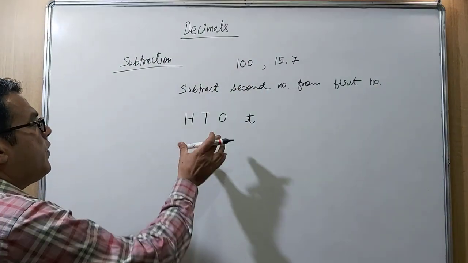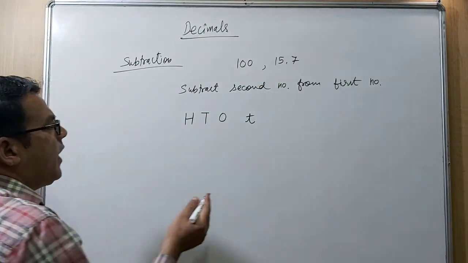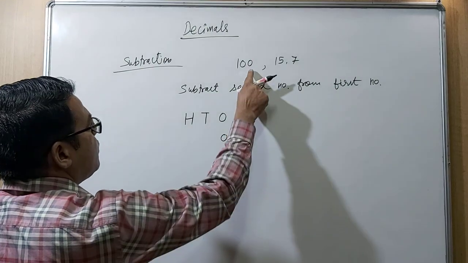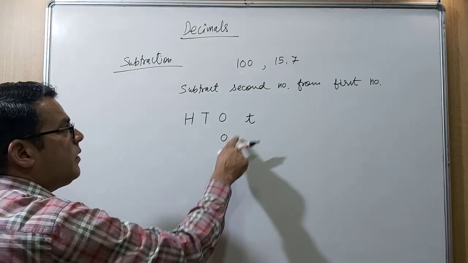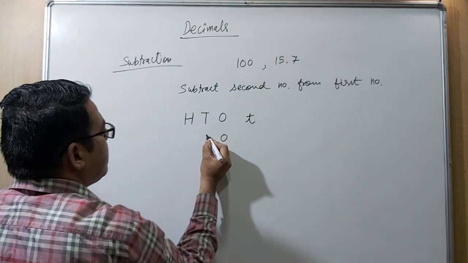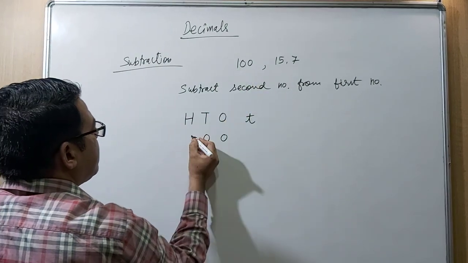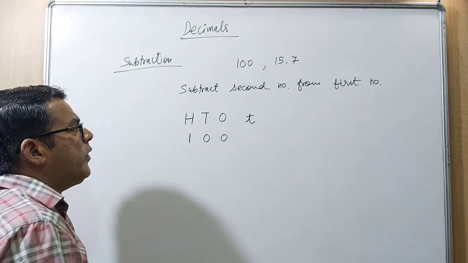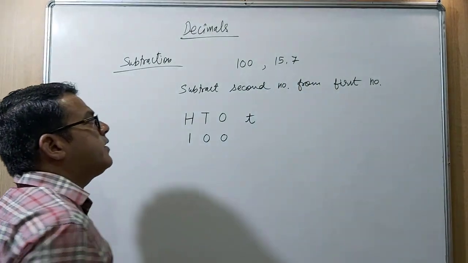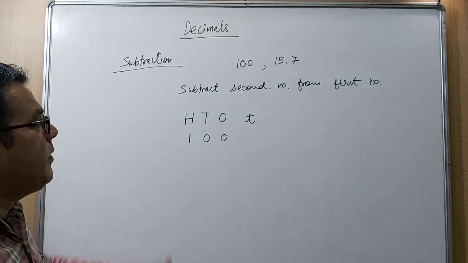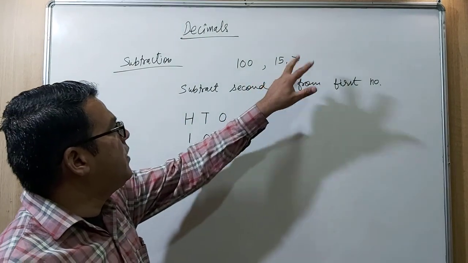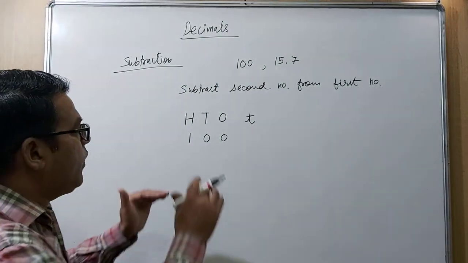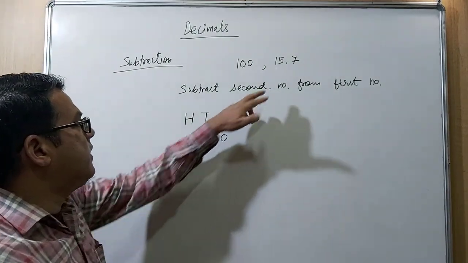So the first number is 100, and we have to write it according to the place value chart. We can write 0 here, since this 0 is at the unit place or 1's place, this 0 is at the 10's place and 1 at the 100's place. So we have to write like this. And just below it, 15.7, this is called the subtrahend. It means we need to subtract this 15.7 from 100, so we have to write this 15.7 just below 100.